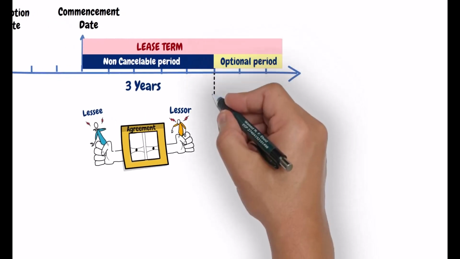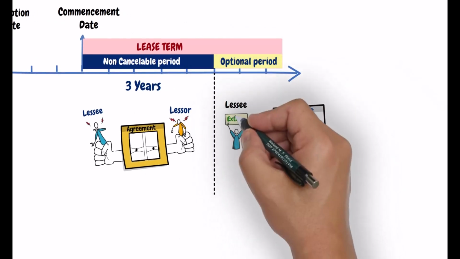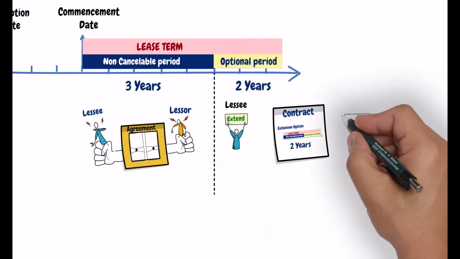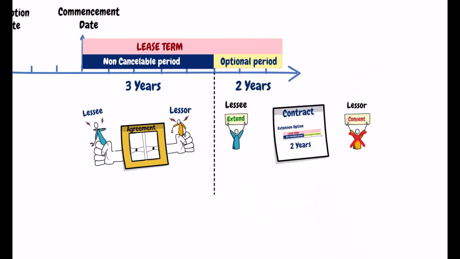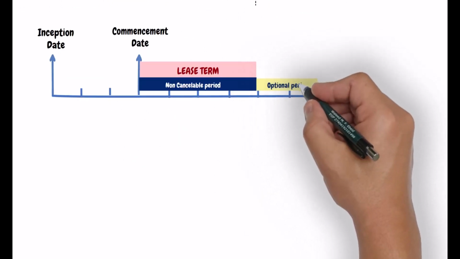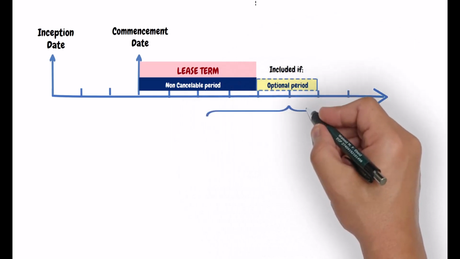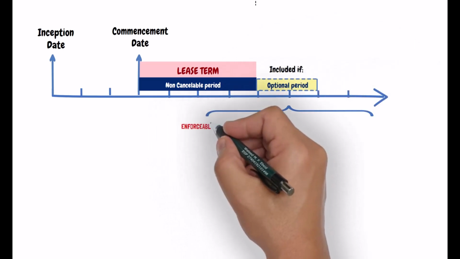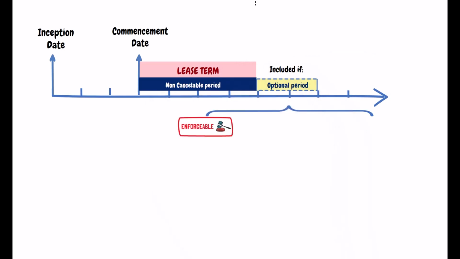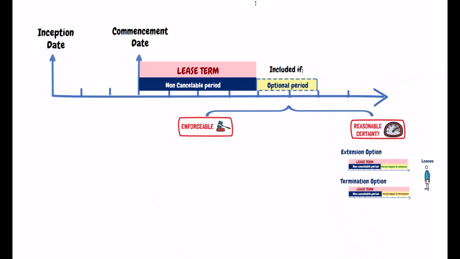The example mentioned that the lease contract includes an option that allows the lessee to extend the contract for 2 additional years without the lessor's consent. As we explained in section 4 about the determination of the lease term, the optional period is included in the lease term if 2 conditions are met. First, the lease should be enforceable during the optional period, and second, there should be a reasonable certainty that the lessee will exercise the lease extension option, or not exercise the lease termination option.